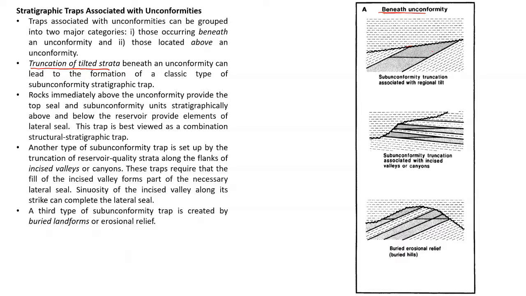Then you may have sub-unconformity truncation associated with incised valleys. You know, the valleys which are incised by the sediment flows or the previously existing river valleys, they may form the traps below the unconformity surface. So this trap requires that the fill of incised valley forms part of the necessary lateral seal. Remember always that the oil has the potential to migrate anywhere. So if it is being formed over here, the laterally adjacent strata, this strata and this strata must be an impermeable seal. Otherwise, it may again go away.